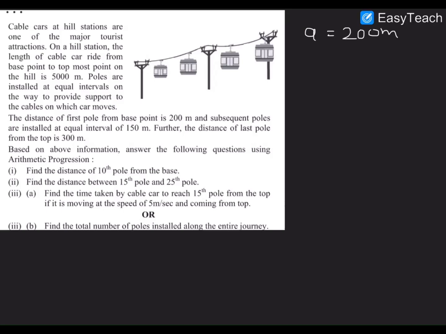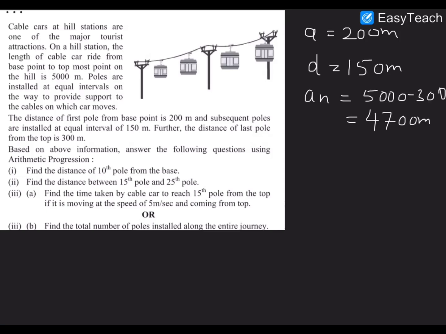The subsequent poles are installed at equal intervals of 150 meters. So D is 150 meters. Further, the last pole from the top is 300 meters. So the nth pole is given from the top, which means 5000 minus 300 will give you 4700 meters.